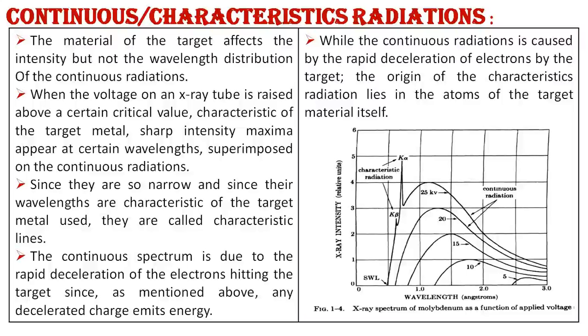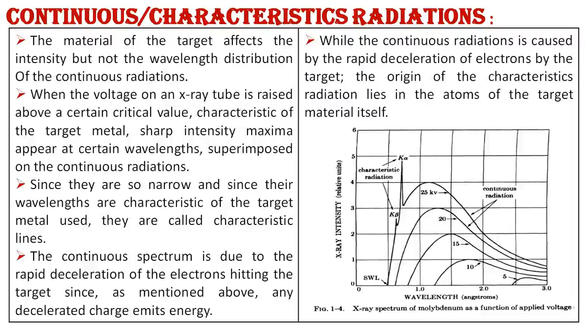characteristic lines. The continuous spectrum is due to the rapid deceleration of the electrons hitting the target, as mentioned above. Any decelerated charge emits energy, while the continuous radiation is caused by the rapid deceleration of electrons by the target. The origin of the characteristic radiation lies in the atoms of the target material. So the following spectrum shows the characteristic and continuous radiation of the X-ray.